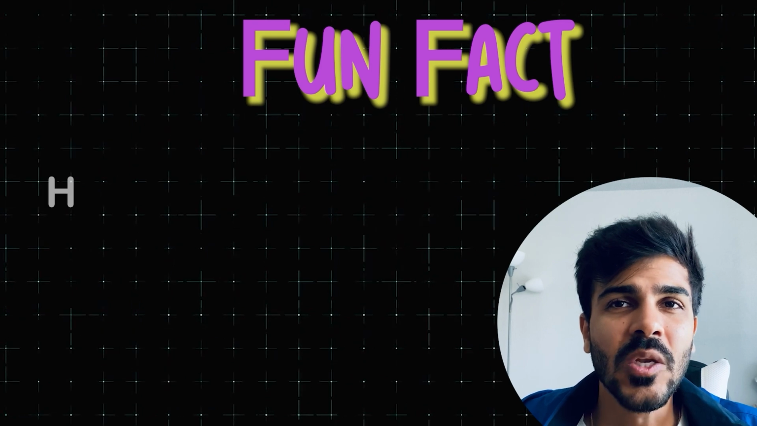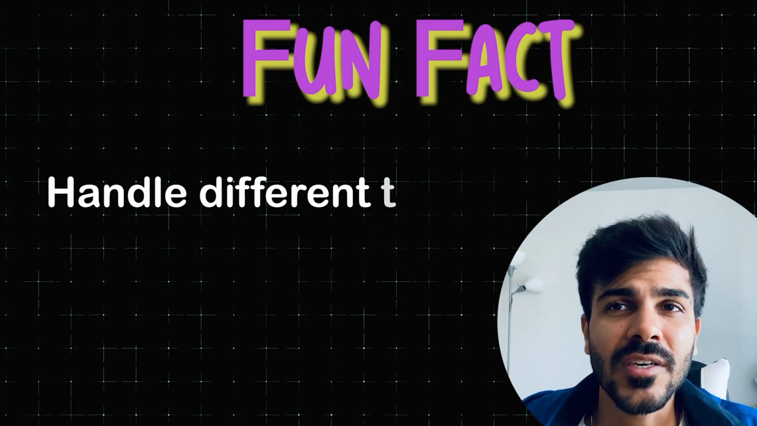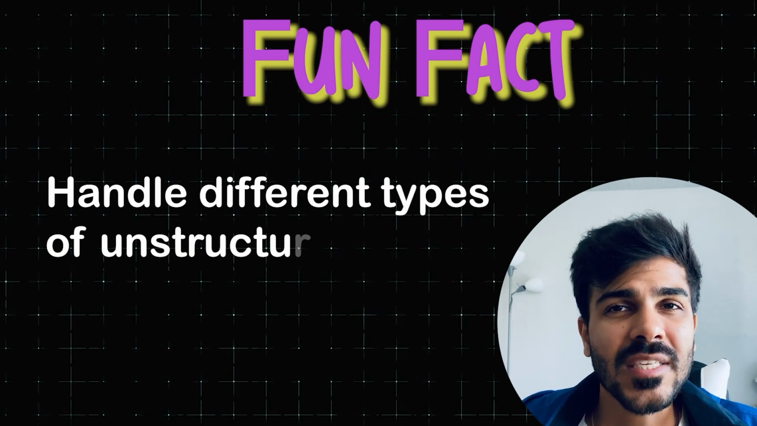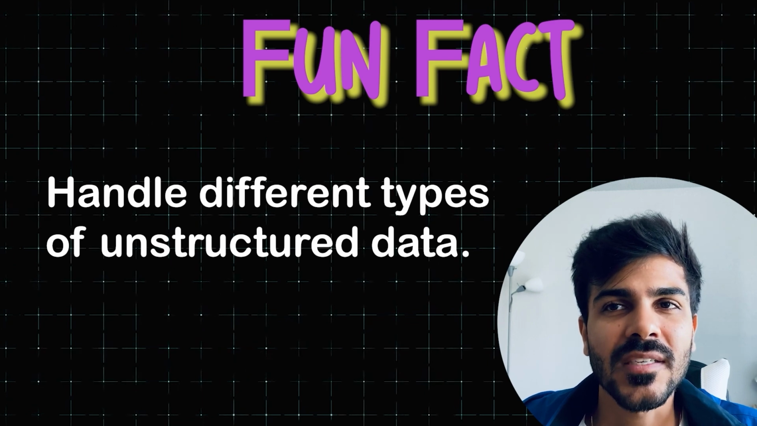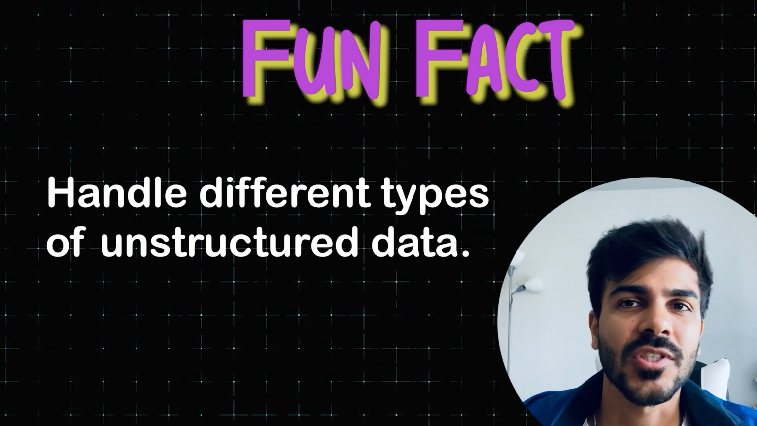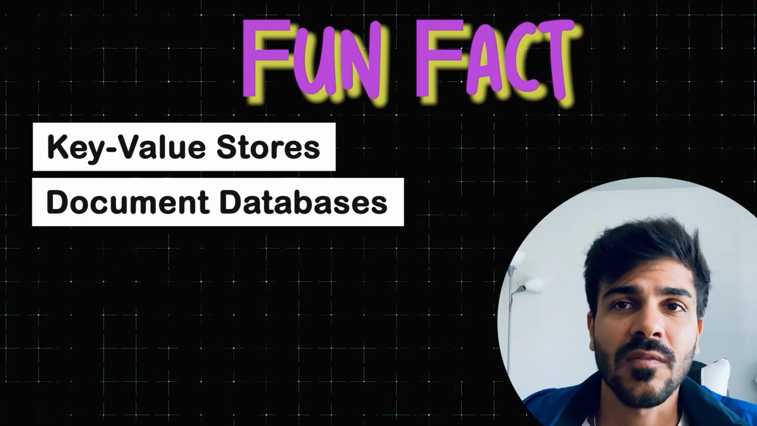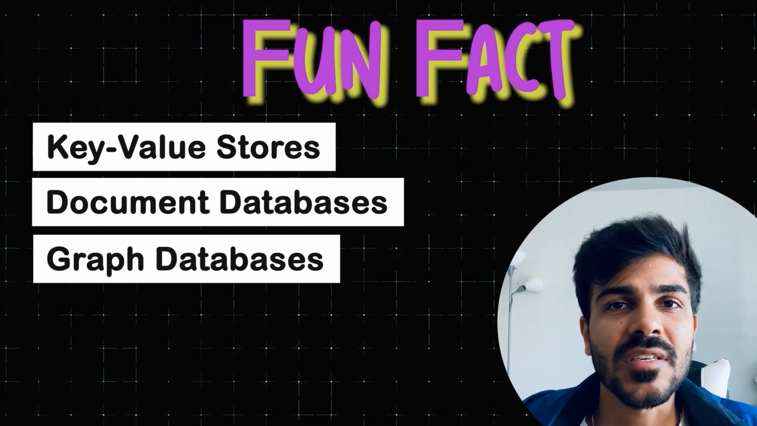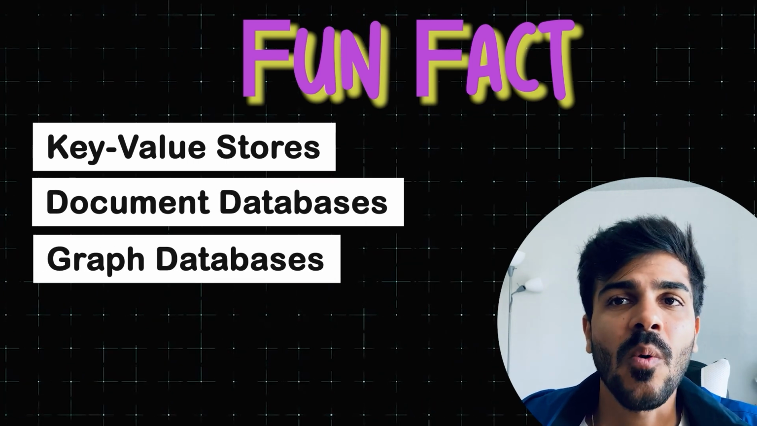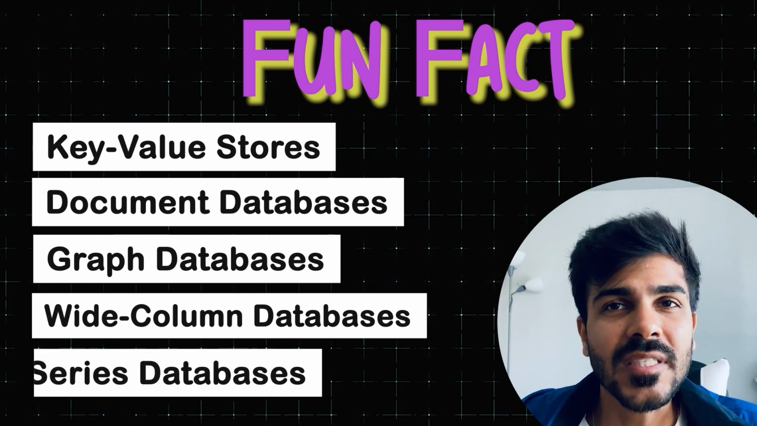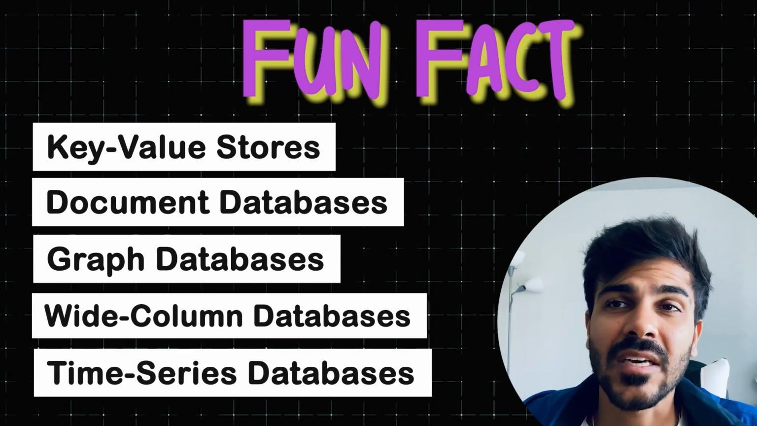Cool fact: NoSQL databases aren't just one type. There are various kinds, each designed to handle different types of unstructured data. We have key value stores, document databases like the one we looked at, graph databases for storing relationships, wide column databases, and even time series databases for tracking the data over time.